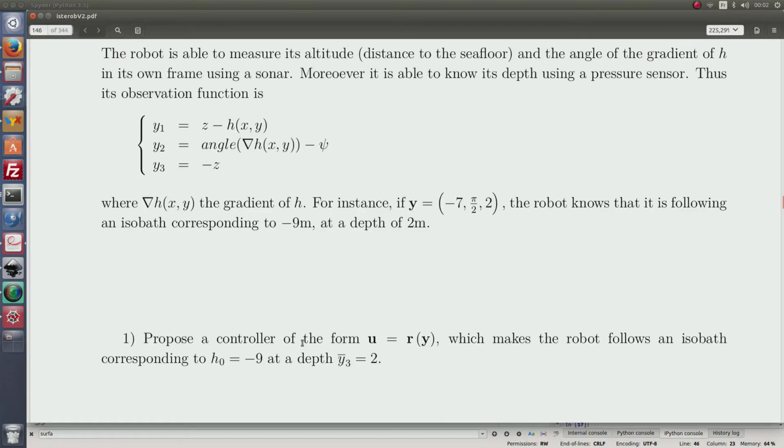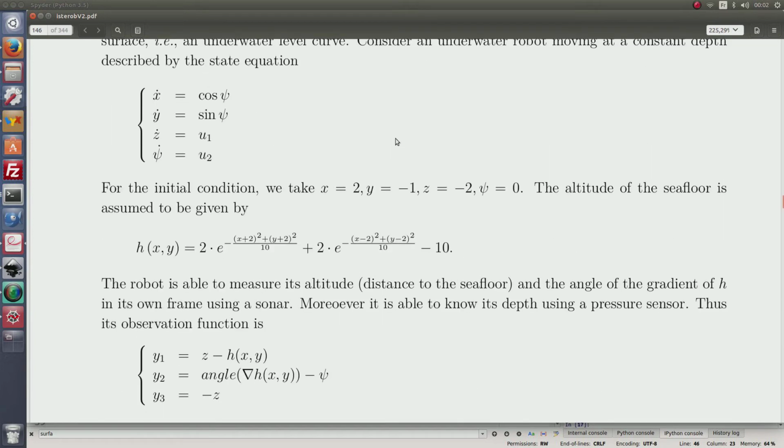I have now to build a controller of the form u, which is a function of y1, y2, y3, what I measure, which makes the robot follow an isobath corresponding to -9 meters, but at a depth of 2 meters. So I will first build the controller for the depth, which is easier. So u1, which moves z, so which has an influence on z, the depth, I will start with u1.